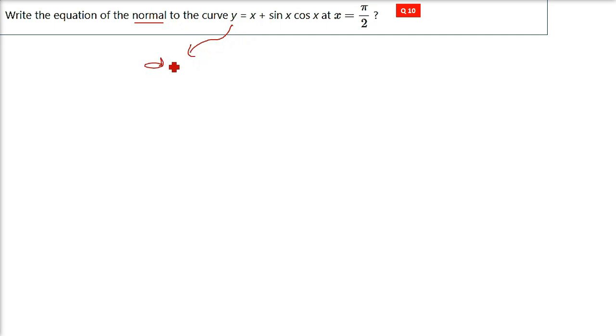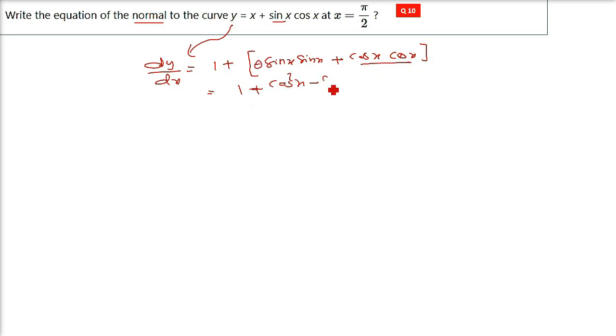So dy by dx is going to be equal to, x will give 1, sin x cos x we will use the product rule. So it will be sin x times derivative of cos x, which is minus sin x, plus cos x times derivative of sin x, which is cos x. So you are getting sin square x and cos square x here, but with the negative. So it is 1 plus cos square x minus sin square x. Cos square x minus sin square x, this is your dy by dx. Now this is the slope of the tangent.